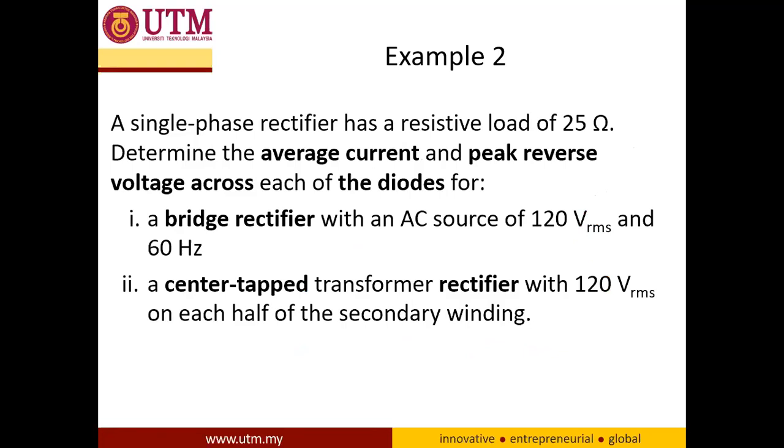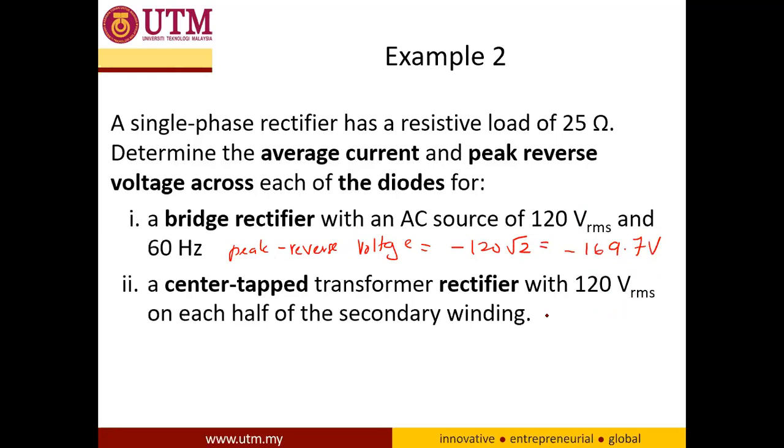A single phase rectifier has a resistive load of 25 ohms. Determine the average current and peak reverse voltage of each diode. For a bridge rectifier, the peak reverse voltage, or the blocking voltage, must equal negative 200 multiplied by square root 2, which is the Vmax.